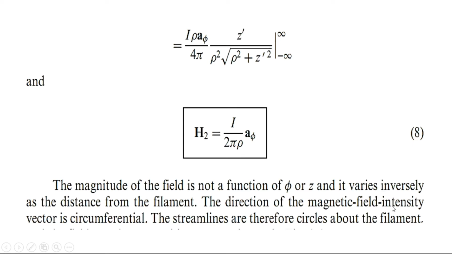The direction of the magnetic field intensity is circumferential. It means that the magnetic field intensity has the phi component only. The direction is circumferential. So the streamlines are therefore circles about the filament.